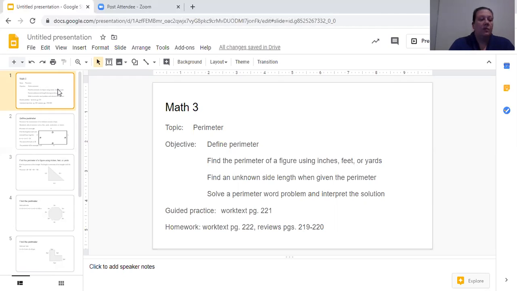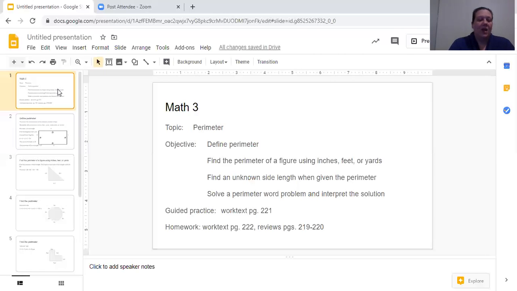So for number 1, Xavier, could you please tell me what that perimeter is going to be and how you are going to solve that problem? Very good. So we're going to do 6 plus 6 plus 6 plus 6, which is going to give us 24. So the perimeter equals 24 inches.